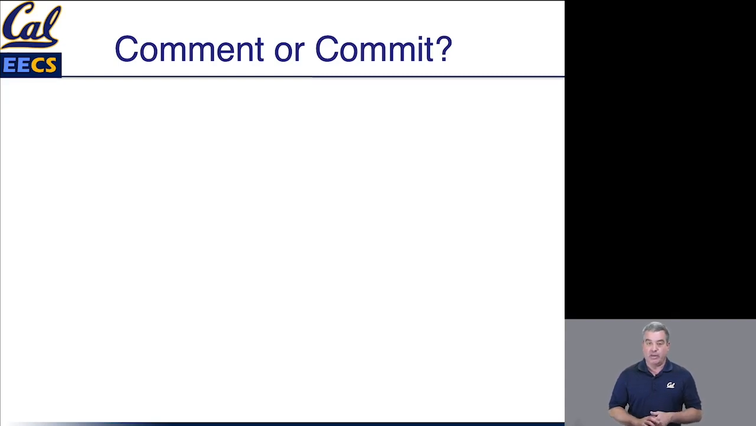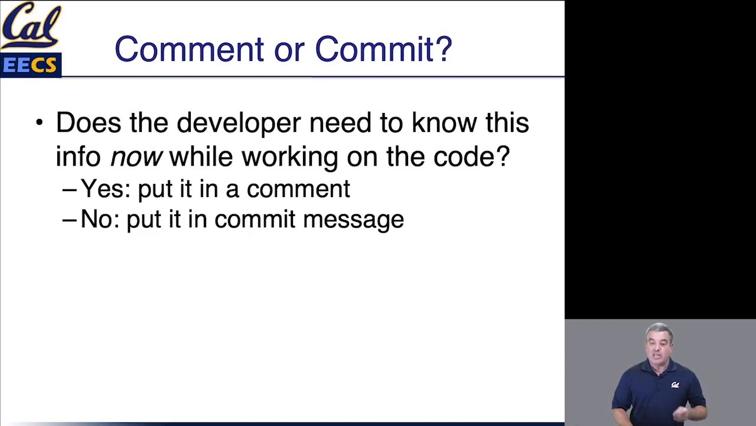So comments are clearly a good place to put information that tells about what the code does and why it does it that way. But as you probably know, Git will not let you commit code unless you put something in the commit message. So what kind of information should go in a commit message versus what should go in a comment? My rule of thumb is if a developer needs to know the information while they're working on the code, then it's safest to put it in a comment.